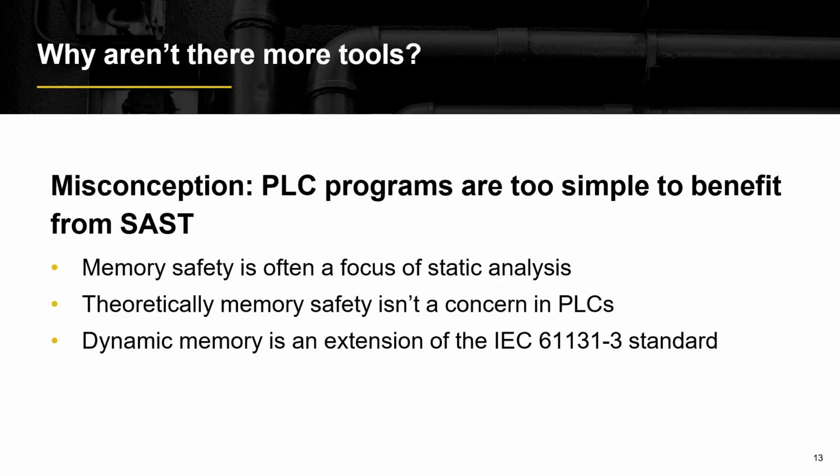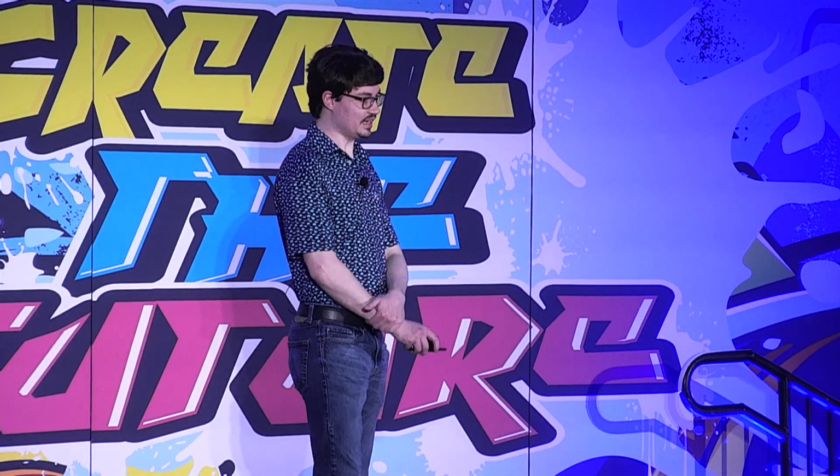The argument often goes something like, well, so much of static analysis in the software development world is aimed at memory safety, and PLCs don't have memory safety issues because the IEC standards don't allow for dynamic memory. I disagree with this for two reasons. One, even though the IEC standards only use static memory, many vendors extend the IEC standards to allow dynamic memory, which allows for memory safety problems. And secondly, I don't believe that memory safety is the only thing we can check for with static analysis.